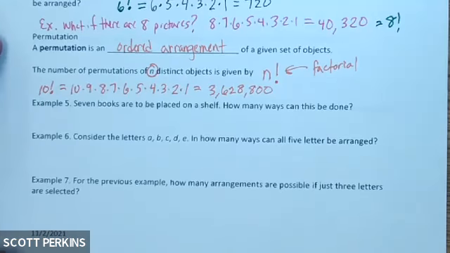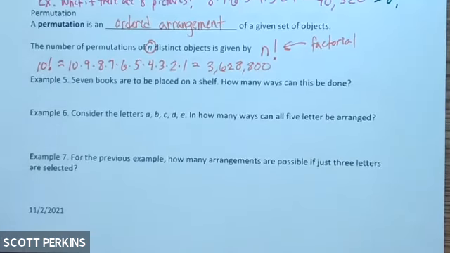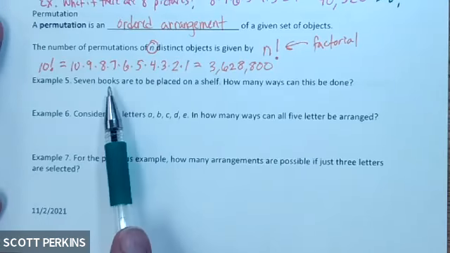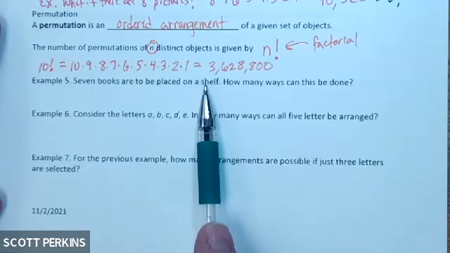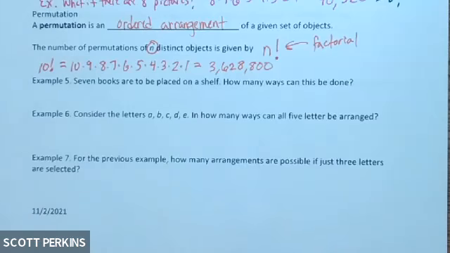So what you're going to do for me now is just another problem. We're just getting used to this idea of the factorial and what a permutation is. So example 5, again, just a silly example, the simplest type. You've got 7 books. You want to decorate with them, so you're going to put them on a bookshelf. How many ways can you do that? So 7 books to put on a bookshelf. How many ways can you do that?